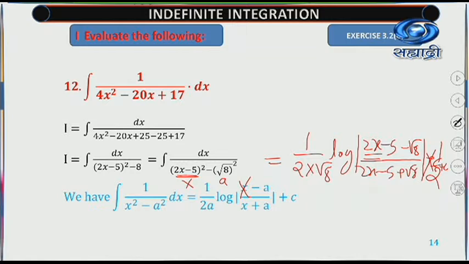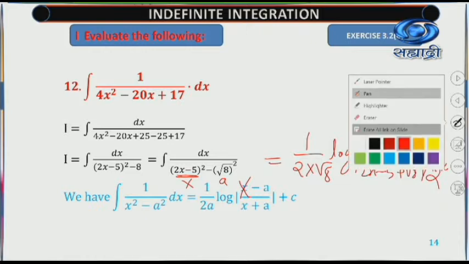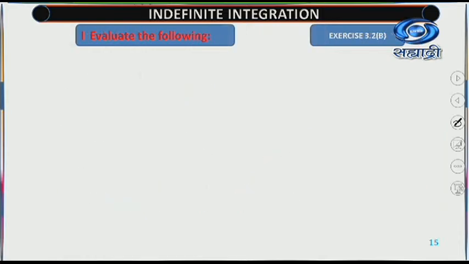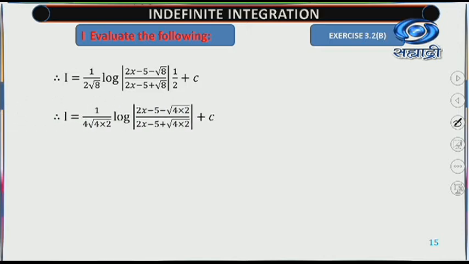So here we are using this formula in this manner. We'll use that and we'll get our answer as 1 upon 2 root 8 log of 2x minus 5 minus root 8 upon 2x minus 5 plus root 8 into 1 by 2 plus constant of integration. Okay, now you have this and you need to simplify. Here is 1 by 2, so 1 by 2 into 2, you will get 4. And I will write this root 8 as root of 4 into 2, because 4 is a perfect square and it is like the root of a into b, I am able to write root a root b.